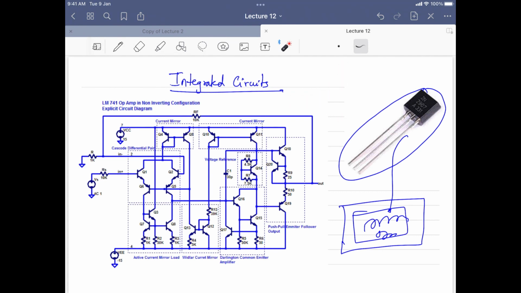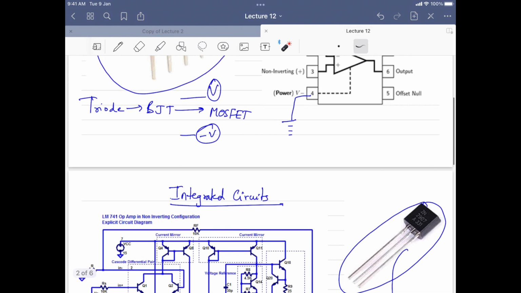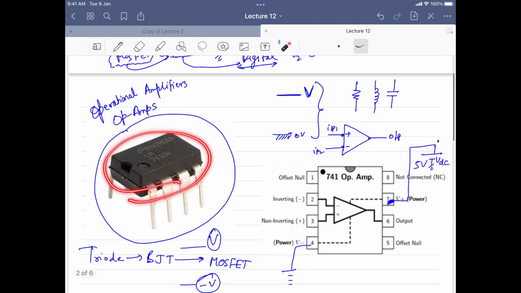Understood the point? Any questions here related to the concept of integrated circuits? Sir, do we need to remember this whole circuit? No, no, no. This is just for your interest. I wanted to explain what is inside this. No need to remember all of this.